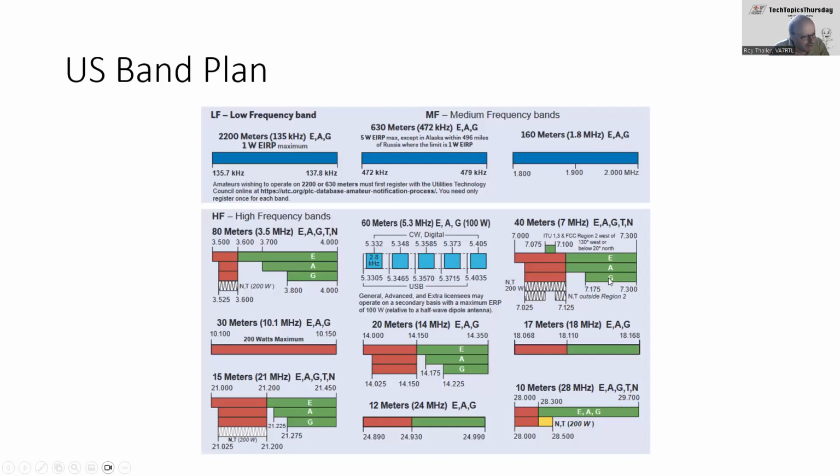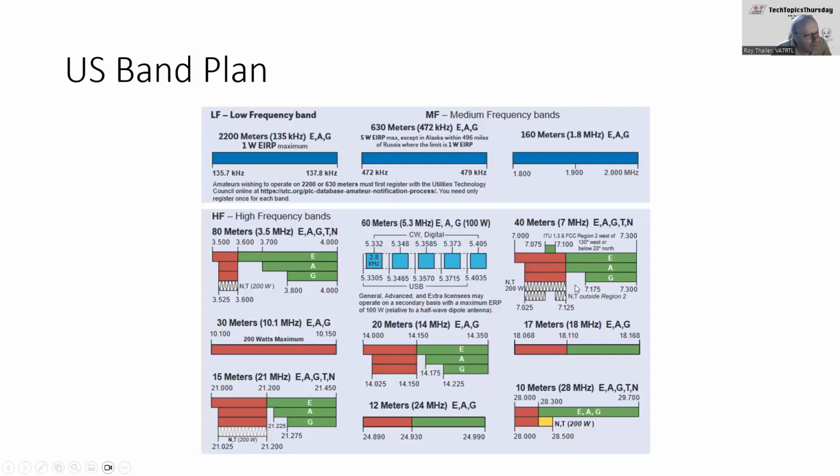If you go up to the next level, which is general, it allows you to do CW and digital down here and phone up here. And then if you take your extra exam, you're allowed this part of the band. So you get this extra part here as an extra, and you're allowed a little bit more on the CW side.